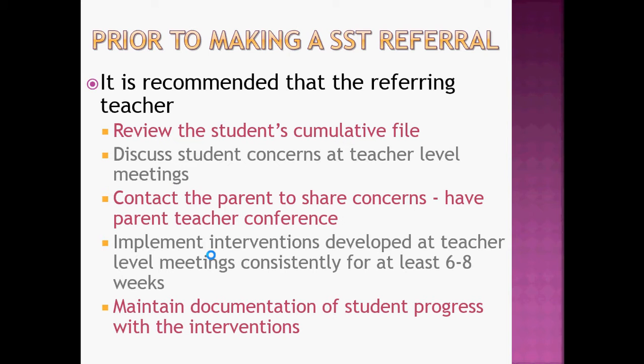You have a student you're concerned about, so what should you do? First, you should review the student's cumulative file in the main office. You can read teacher comments on previous report cards, see if there are any issues going on at home, such as custody papers or shared domicile documents. You can also see if they've been referred before to SST and what the team decided.